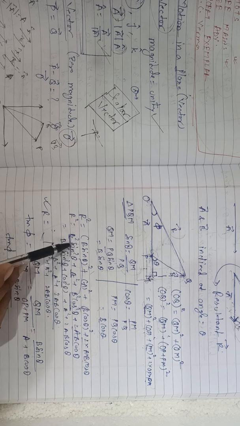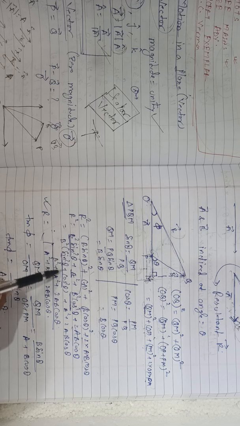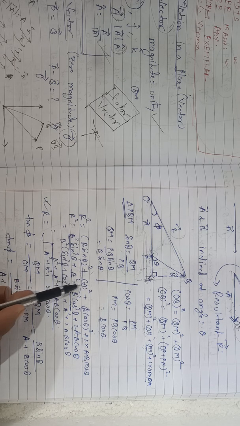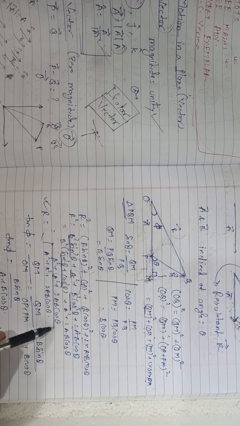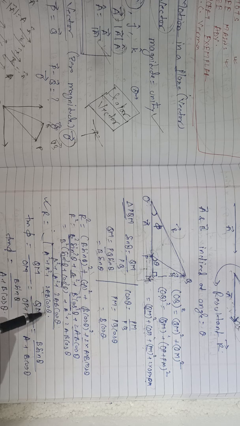Now if we take this and this together, and if we take B square common, the result will be B square only, because sin square theta plus cos square theta will give us a value 1. Then it will be A square here plus 2AB cos theta. Therefore R will be under root A square plus B square plus 2AB cos theta.